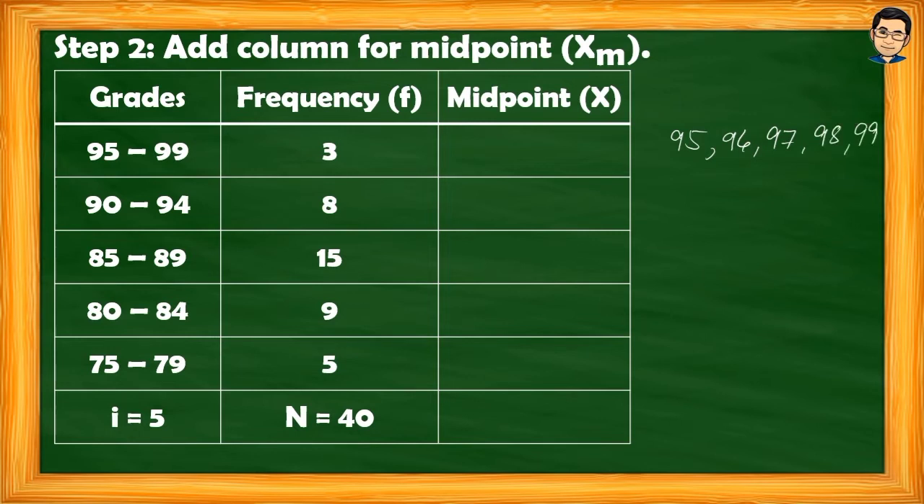Okay, ayan. Nilista natin 95, 96, 97, 98, 99. Yung pinakagitna po dyan is 97. So, yun yung magsisilbing midpoint or class mark. And then, yung class interval natin na 5, isusubtract lang po natin yun pababa, magsimula sa 97. So, 97 minus 5, that is 92. And then 87, 82, and then 77. Yan lang po yung class mark or yung midpoint na tinatawag.